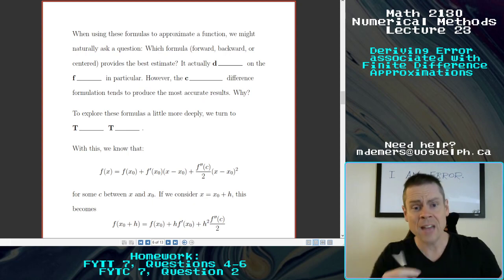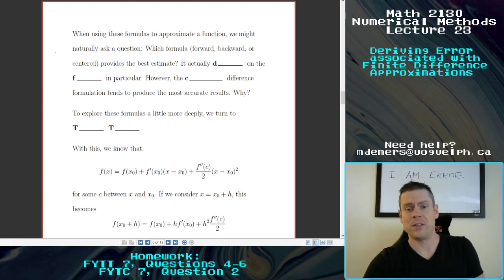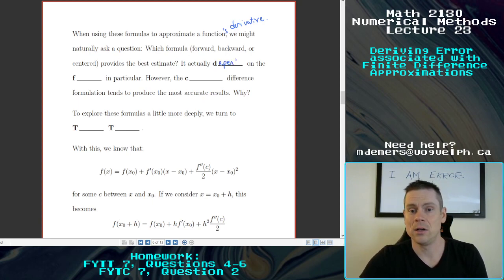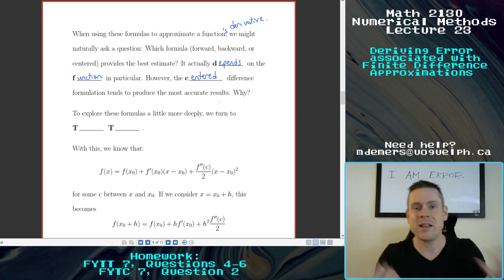So, as I said, when using these difference approximations to approximate a function's derivative, we might naturally ask a question: which formula provides the best estimate? It actually depends on the function in particular. We saw that a little bit last class. However, the centered difference approximation, as I went over a little bit, tends to produce the most accurate results.